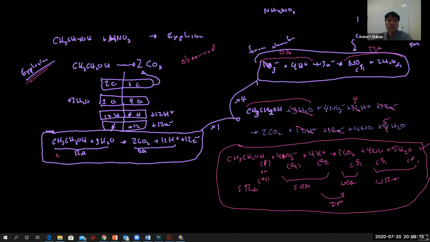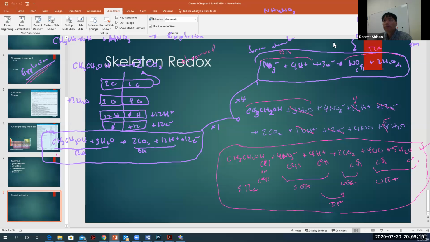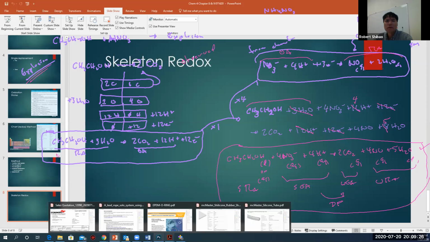So I got the skeleton. Okay, there are skeleton reactions in your book. So let's look at one more example of a skeleton reaction.